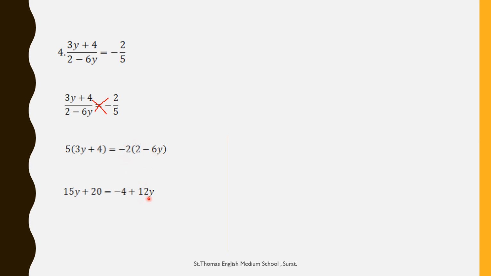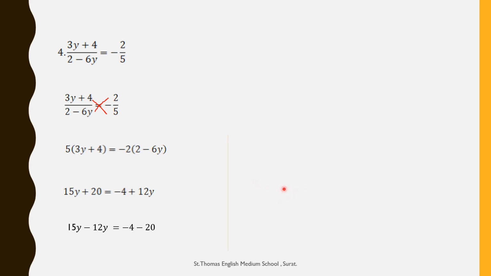It's clear? Now take all variables to one side and constant terms to the other side. So plus 12y, if it comes here, becomes minus 12y. 15y minus 12y is equal to minus 4, plus 20 comes in, becomes minus 20. One positive number, one negative number, we have to subtract. 15 minus 12, that is 3y is equal to minus 2 minus 20. Negative numbers we can add and put the minus sign. We can write like this: 3y is equal to minus 24.